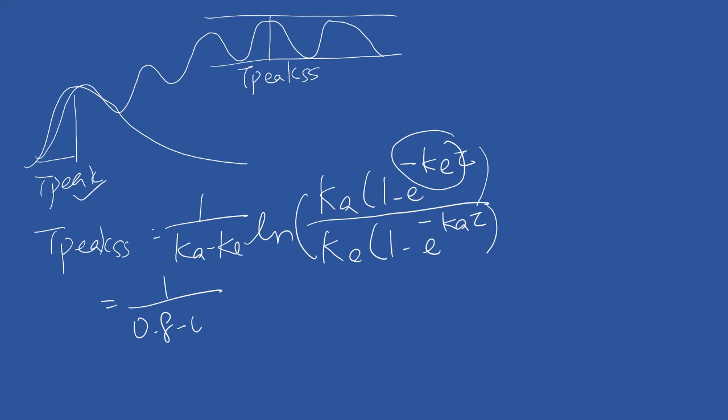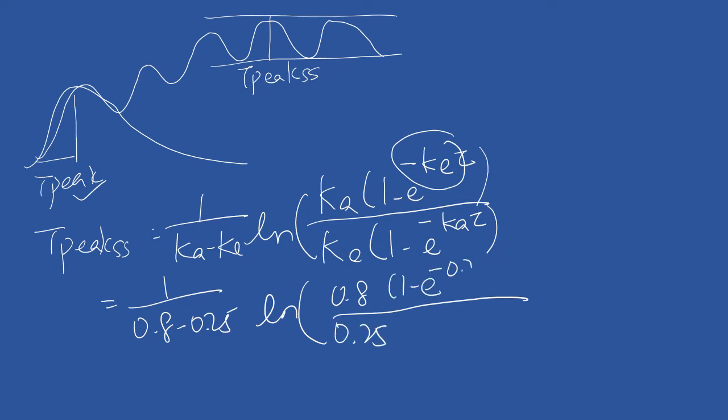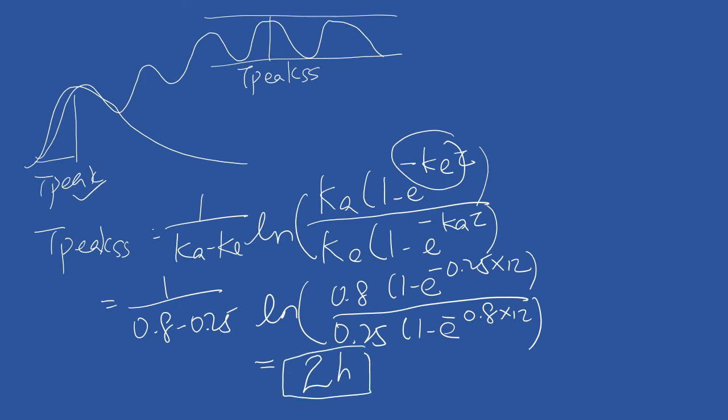0.8 minus 0.25 ln 0.8 over 0.25, 1 minus 0.25 multiplied by the interval, which is 12, over 1 minus 0.8 multiplied by 12. Right, so the final answer you should get will be approximately 2 hours. So it will take 2 hours for the concentration to climb up to the peak during the steady state. So let's move on for the next calculation.